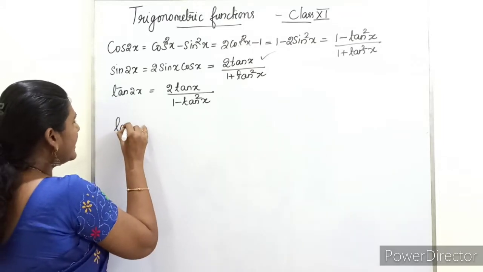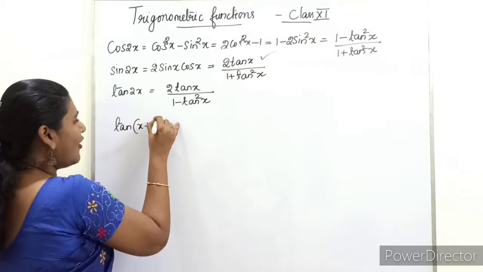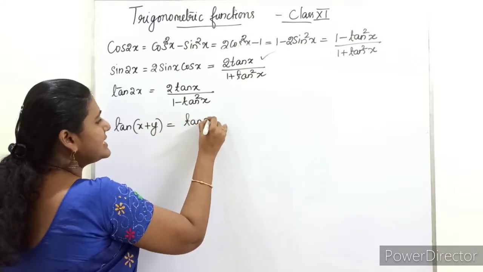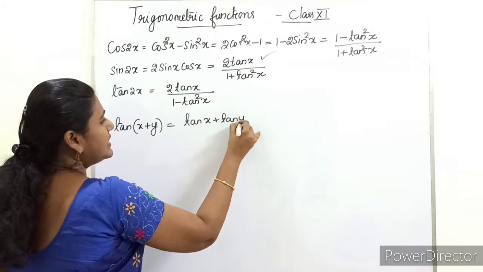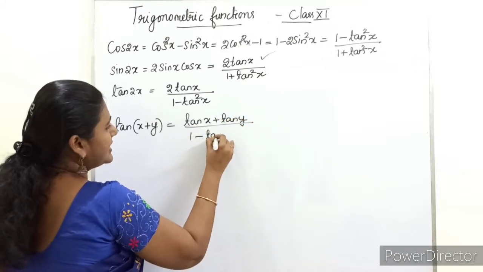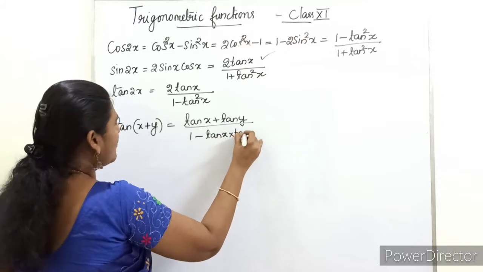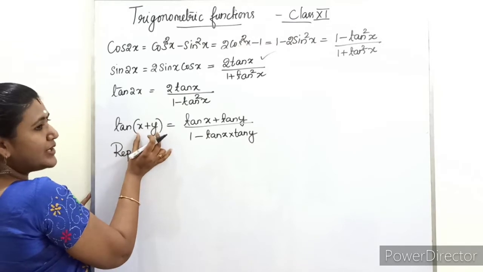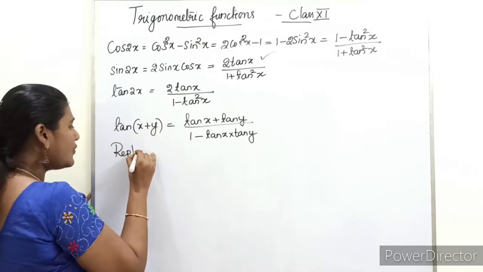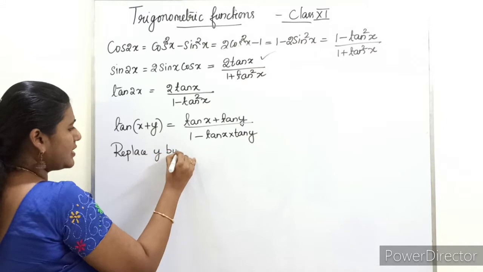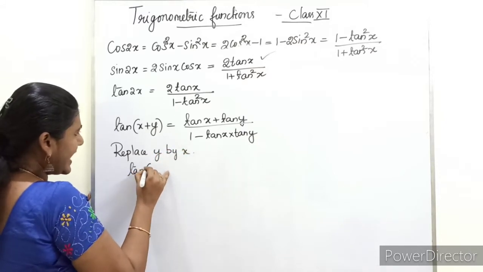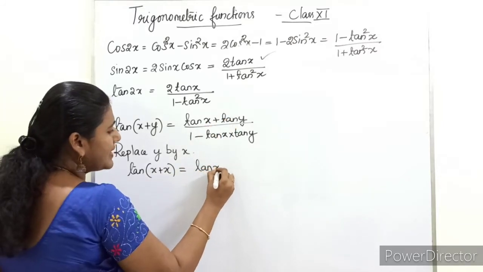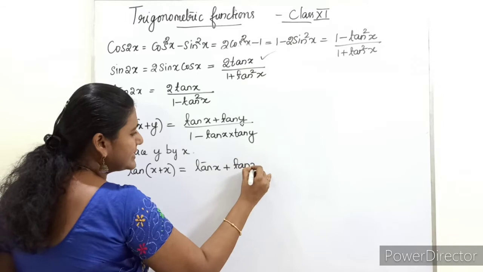For that we will take the formula identity tan of x plus y. So this we have already seen. Tan of x plus y is tan x plus tan y divided by 1 minus tan x into tan y. So this is the formula for tan of x plus y. Now here you replace, here left side you need tan 2x. So we have to replace y by x. So left side you will get tan of x plus x is equal to, right side also we will replace, wherever we have y we will replace by x.